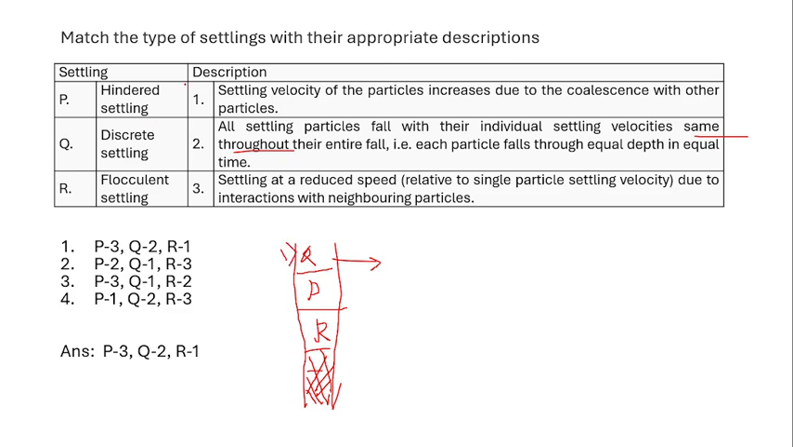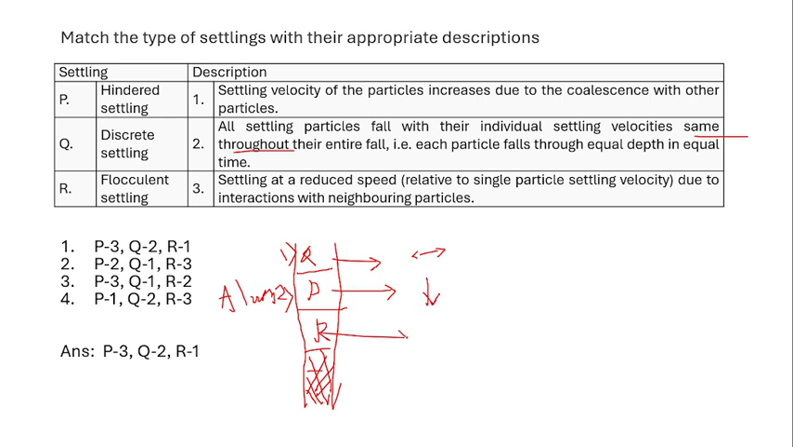And then comes the hindered settling. Here the settling speed will get reduced due to the interaction among the particles. Why? Because in this settling, there will be an interaction with alum. Like any coagulating agent will be added, so the reaction with the coagulating agent will reduce the settling speed of the particle. So here the settling will get decreased.